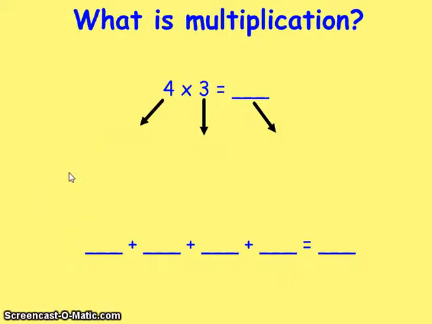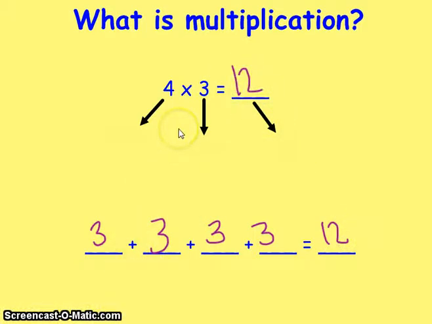Let's start with 4 times 3 to help us understand what multiplication is. We talked about multiplication as being repeated addition. So 4 times 3 tells us I have 4 groups of 3. So 3 plus 3 plus 3 plus 3 equals 12. 4 times 3 is 12.